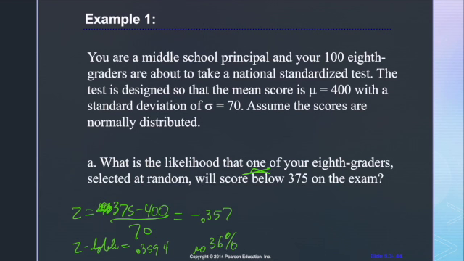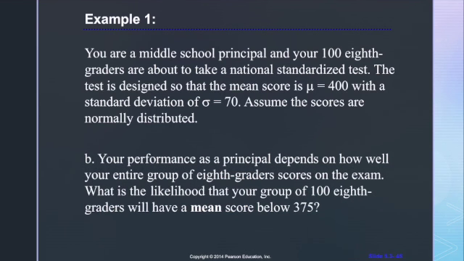Now, the real question is, let's say I want to know the likelihood that all of my 100 8th graders have a mean score below 375. This is when we use the central limit theorem. A good hint to when you're going to need to use the central limit theorem is that it will give you an n, a sample size. So now I know z equals x minus mu over my standard deviation divided by the square root of n. So I've got 375 minus 400 over 70 divided by the square root of 100, and I get a z-score of negative 3.57. When I go to the z-table, this is really unlikely to occur.